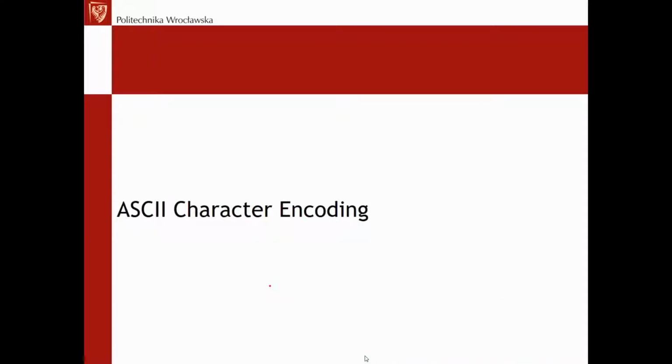So you will see the truth table and the transition from the truth table. I will show you from the truth table to these very nice logic circuits, but that will happen when the time comes. Now it's time for another encoding. This time, ASCII character encoding.